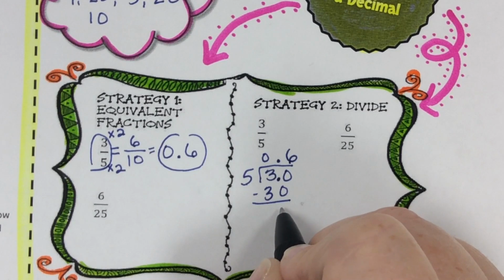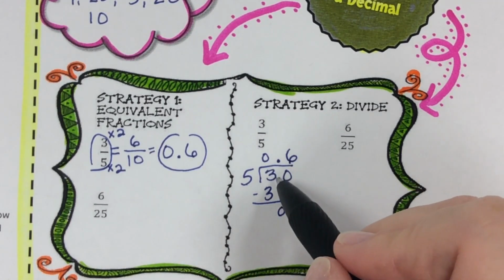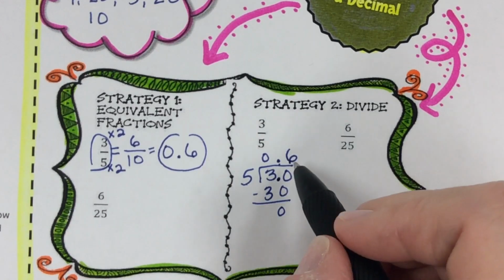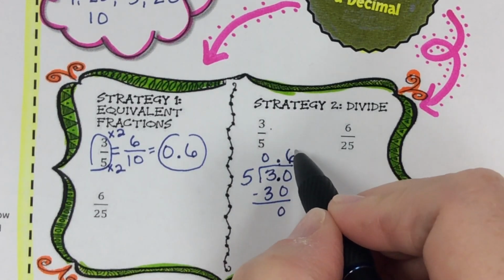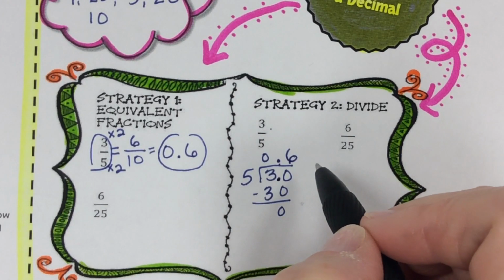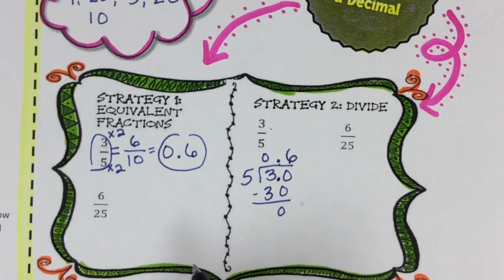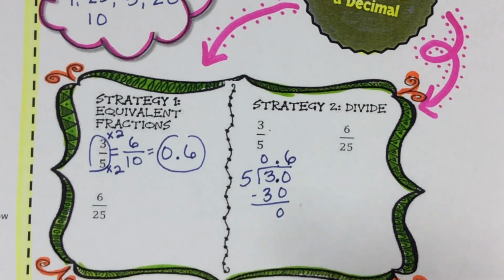And I have no remainder. Okay, so wherever I have a decimal here, I put it straight up above it in the problem, okay? Look at that. 3/5 is the same as 0.6 or 6/10. Okay, I want you to, well, actually, I'll let you do the next ones.